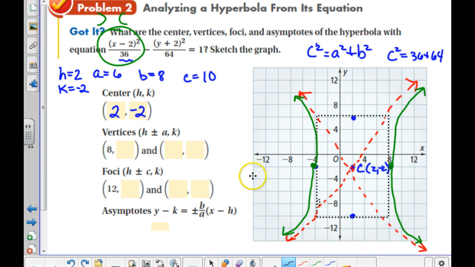Now, which 2 points do I need then when it says vertices? Are they blue or now green on my picture? They're green. Okay. There's a rule on your paper that says h plus or minus a comma k. You can use that rule. I personally am going to go out a from that point, which is 6 units. I'm going to add and subtract it onto the x because it's a cross. So that's going to give me 8, -2, and -4, -2. Yes?